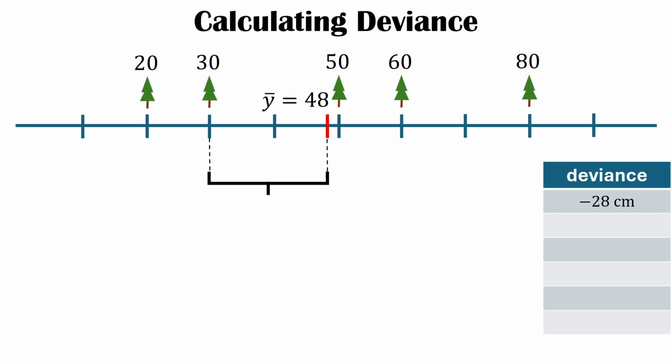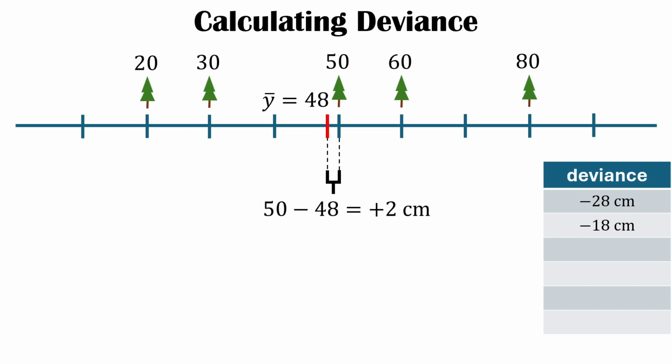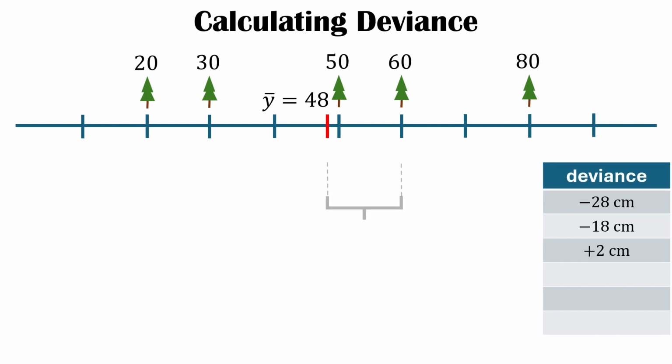So for the second measurement, we go 30 minus 48, that's minus 18. Then we go 50 minus 48, that's plus 2. In this case, the deviance is positive because the data value is bigger than the mean. It's to the right of the mean value. Likewise, for 60, we get a deviance of plus 12 centimeters, and for 80, we get a deviance of plus 32 centimeters.